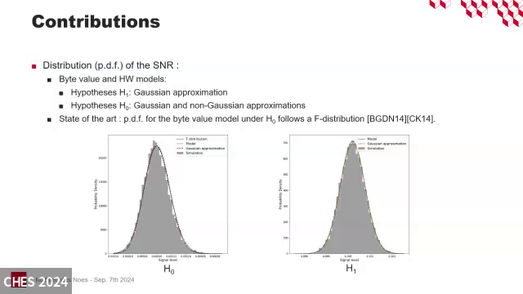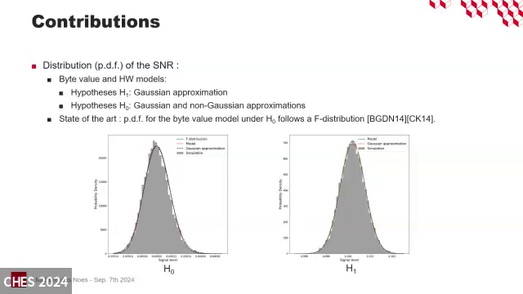The first part is dedicated to the computation of the probability density function of the SNR for the two leakage models, byte value and Hamming weight model, and for the two hypotheses, H1 and H0. We provide some Gaussian approximation and also non-Gaussian approximation for hypothesis H0. And in the literature, for hypothesis H0, it was known that the PDF of the SNR under the byte value model follows an F distribution, but there was no information for the other cases.